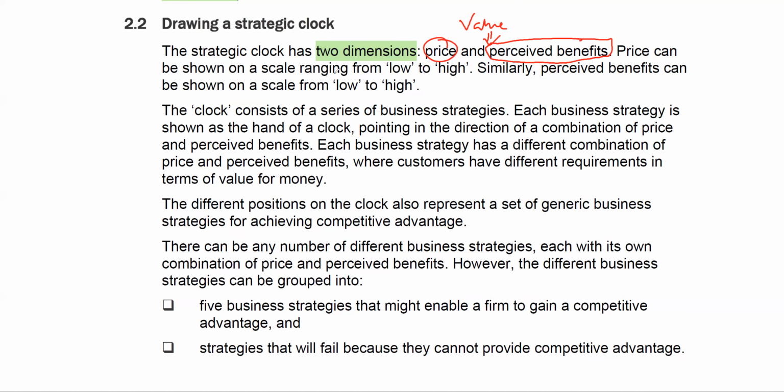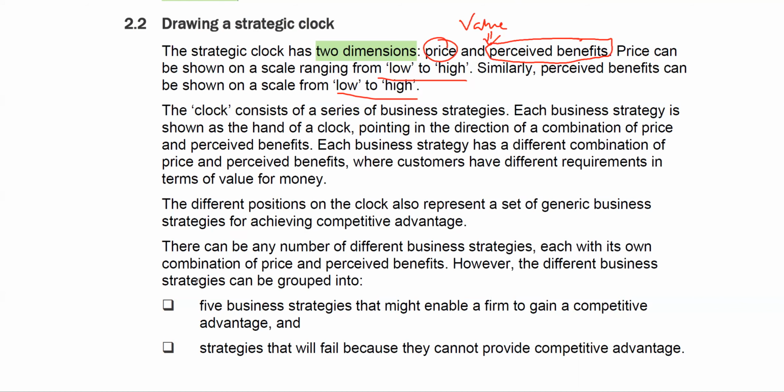Price can be shown on a scale that ranges from low to high. Similarly, perceived benefit can also be shown on a scale from low to high. So the clock will consist of a series of business strategies, and each business strategy is shown as the hand of a clock, pointing in the direction of a combination of price and perceived benefits. Each business strategy will have a different combination, where customers have different requirements in terms of value for money. The different positions on the clock also represent a set of generic business strategies that will help you achieve competitive advantage. There can be any number of different business strategies, each with its own combination of price and perceived benefits.